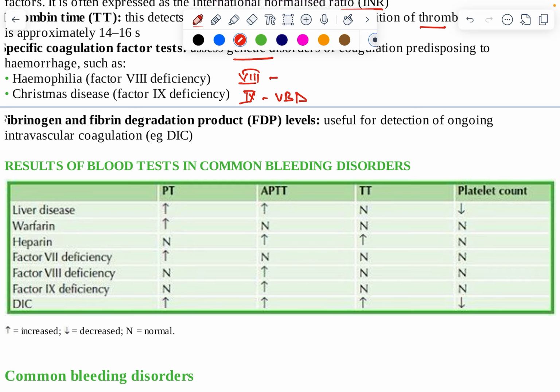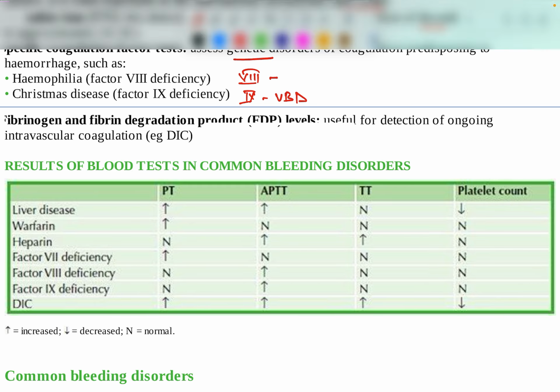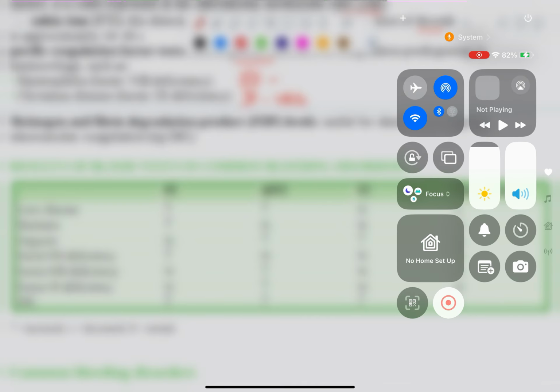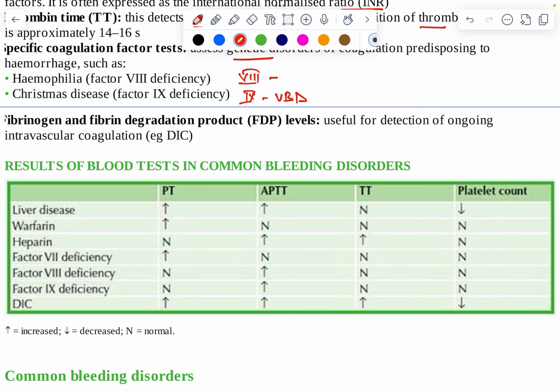So what are the results of blood tests in common bleeding disorders? See, this table is actually not confusing. We have to understand it. Whenever there is liver disease, the prothrombin time, activated partial thromboplastin time, and thrombin time are affected, and platelets are decreased.